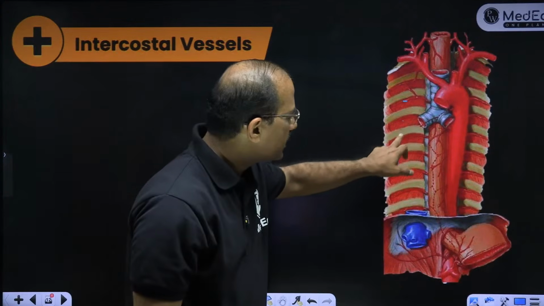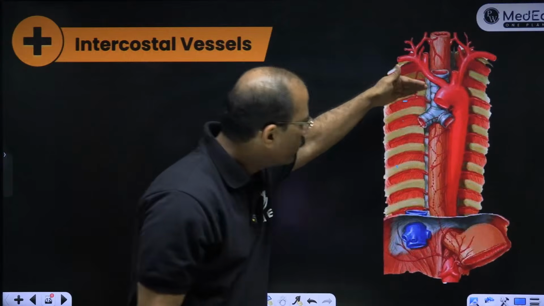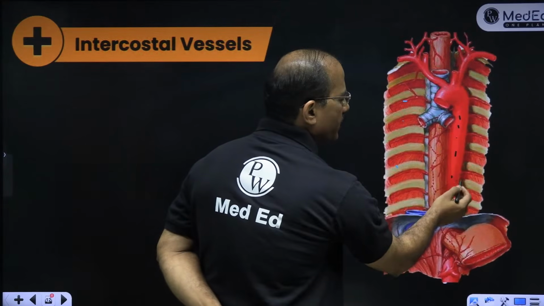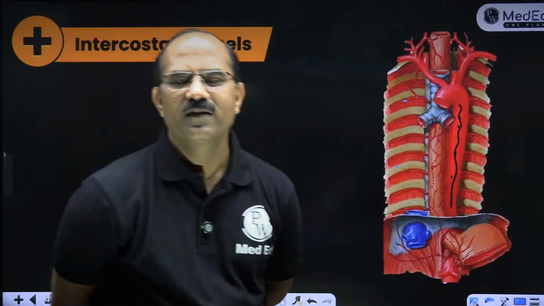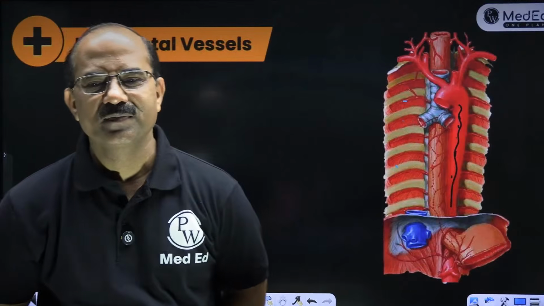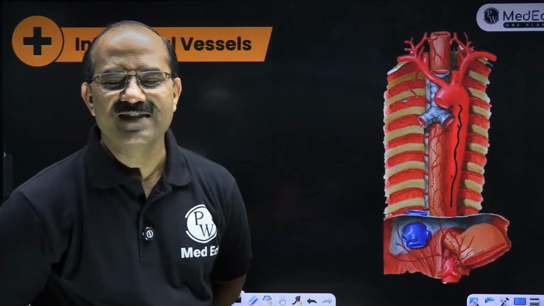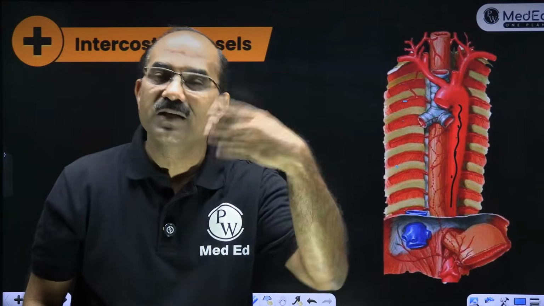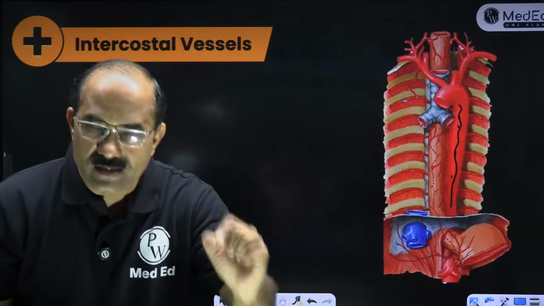Now coming to the posterior intercostal arteries. Now these are the posterior intercostal arteries. So posterior intercostal arteries in the lower spaces are branches of what? Answer this. Very good. That superior epigastric artery goes through the foramen of Morgagni and anastomoses with the inferior epigastric artery in the rectus sheath. That's fine. So the posterior intercostal arteries in the lower spaces are branches of the descending thoracic aorta.